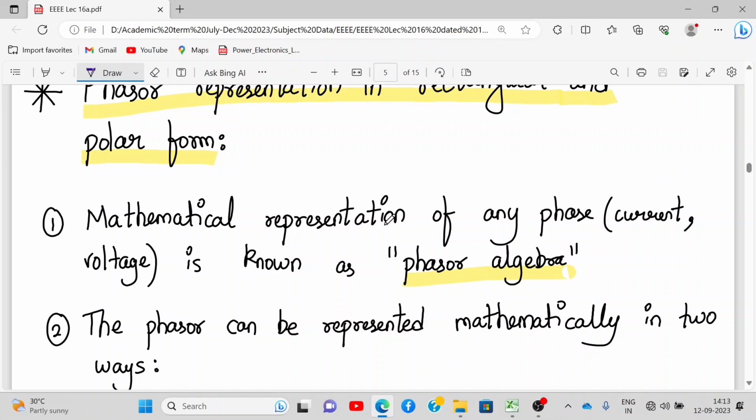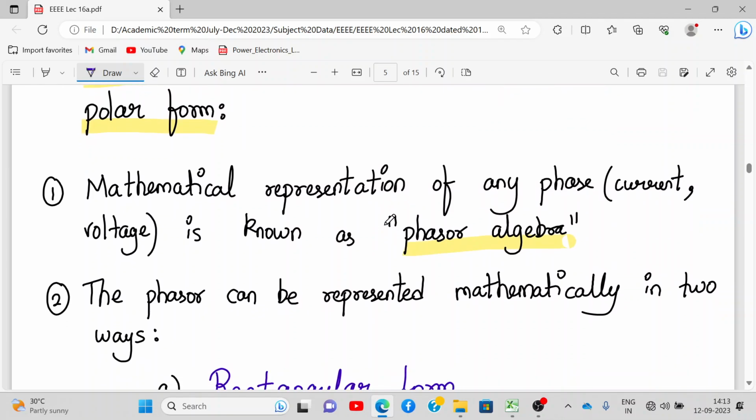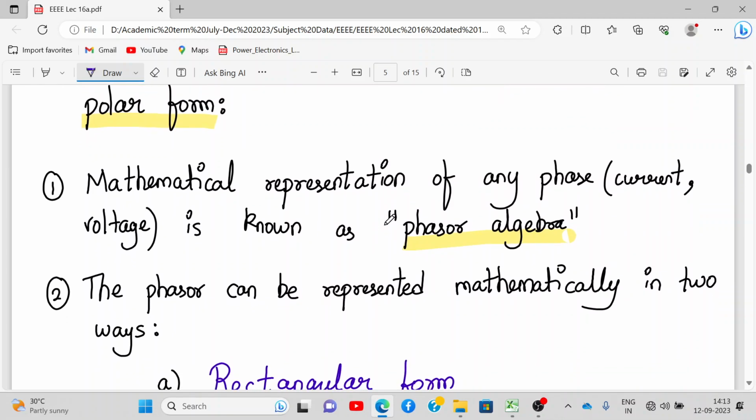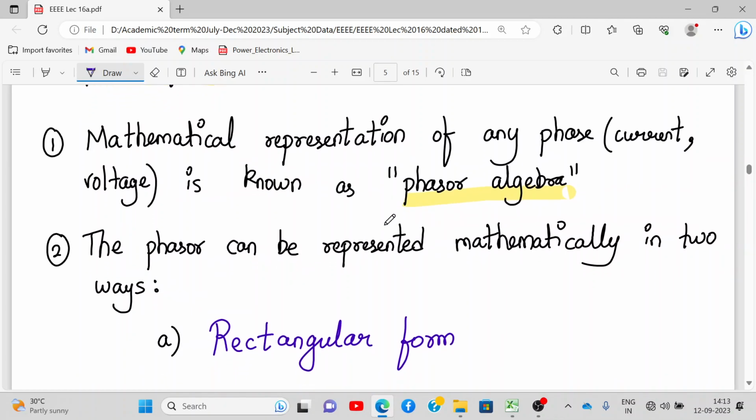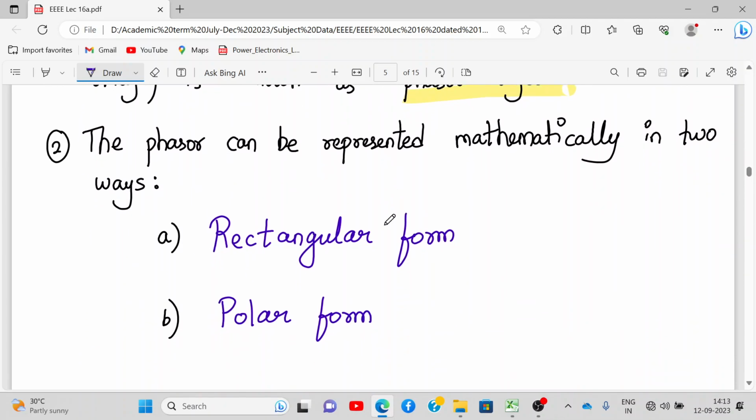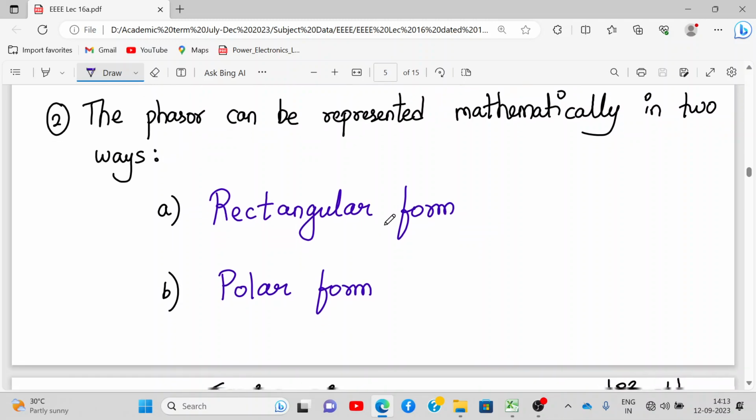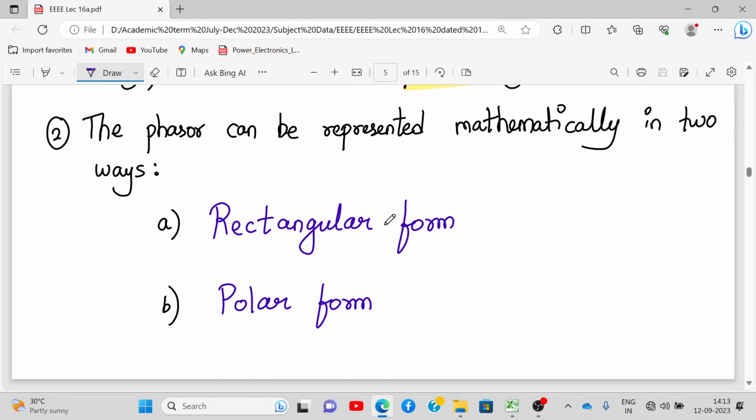So mathematically, we can represent any phasor, current or a voltage in our case, and the mathematical representation is called phasor algebra. This phasor can be represented mathematically in two forms: rectangular form and polar form. I guess yesterday, before leaving the lecture, I taught you how to use it in the calculator. Still, I repeat it once more today while solving the numerical. So a phasor can be represented in two forms: rectangular or polar form.